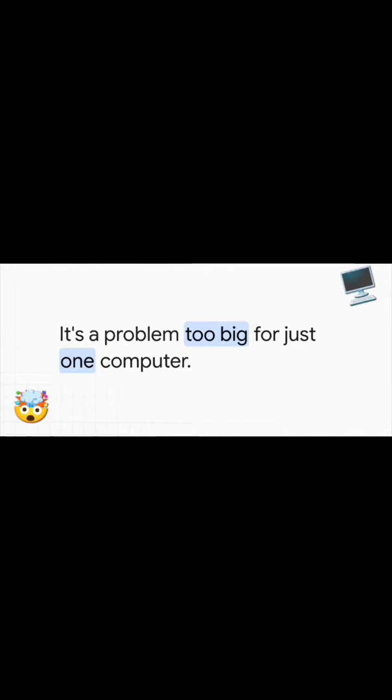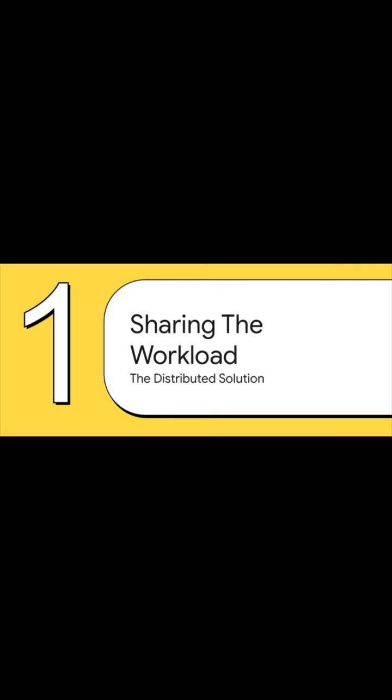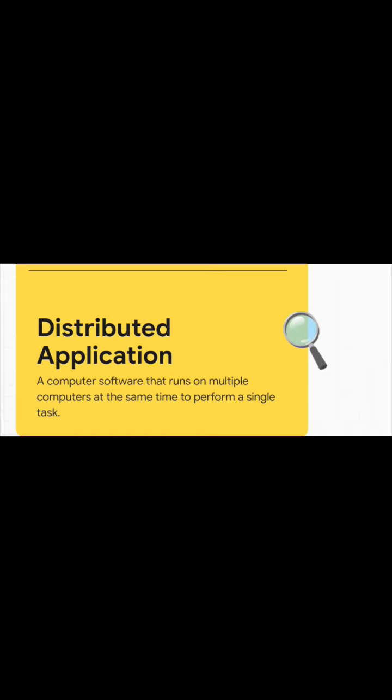So to solve a problem this huge, you need a totally different way of thinking. You don't need a superhero. You need a team. So our first stop on this journey is figuring out how to share that workload. If one computer can't do the job, the most logical thing to do is get more computers to help out, right? This is the core idea behind what we call a distributed system, and it quietly powers so much of our daily lives.